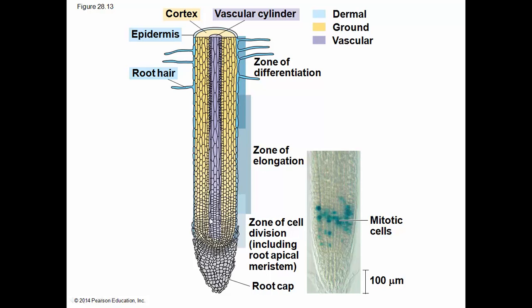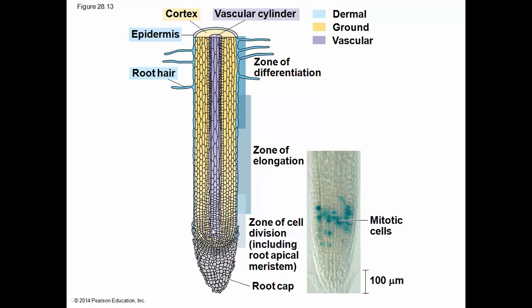Okay, here's where the root hairs are being formed. This is the zone of maturation or the zone of differentiation. This is where the root hairs are being formed, and this is where the relationship with the mycorrhizal fungi is occurring.